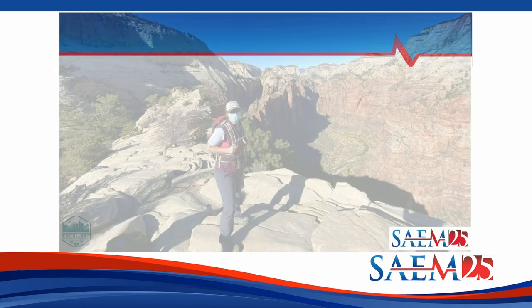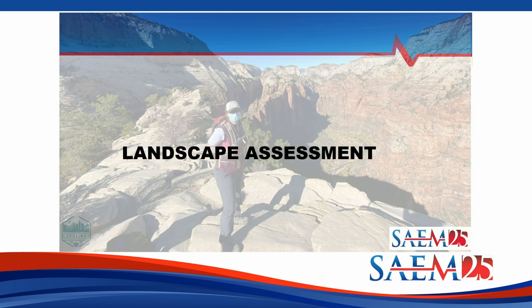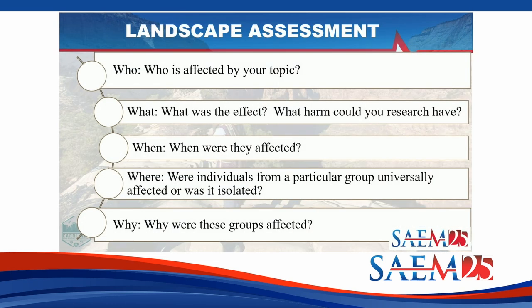This picture has 2 points. So number one, I think it's a really pretty picture and I wanted to use it to draw everybody's attention in. And then number two, it helps me introduce the first thing that I want everybody to do, and that's a landscape assessment. So anytime you're starting a new research project, I want you to do a landscape assessment. What actually is that? So there's a few different parts, and you'll basically go through and ask yourself these questions. Who? So who's affected by the topic that you want to study? How are they affected? Is it positive or negative?